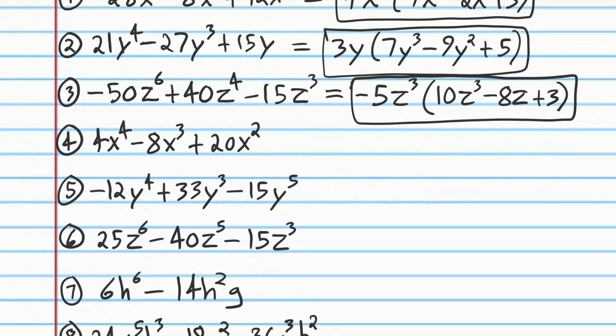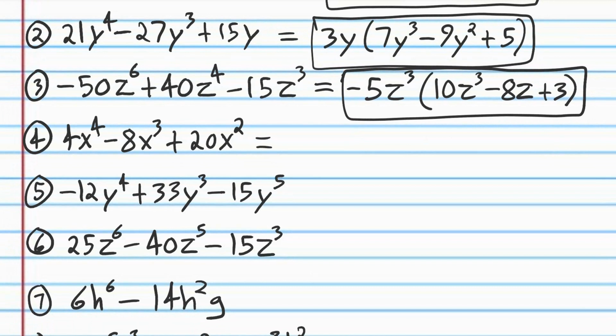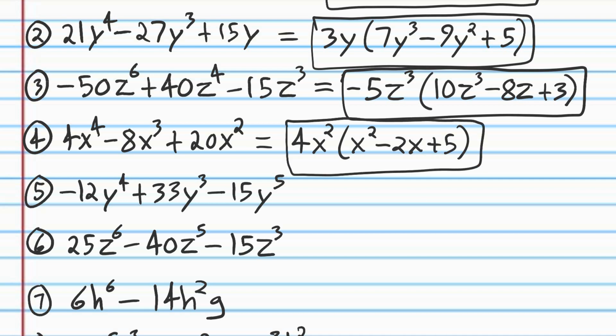All right. So why don't you try number 4? See if you can get the hang of this. Pause the video, and when you're done, we'll do it together. All right, we're back. The greatest common factor is going to be 4 x to the 2nd power. So now I'm going to double check, make sure I did that correctly, and it looks correct. So if you got that answer, good job.